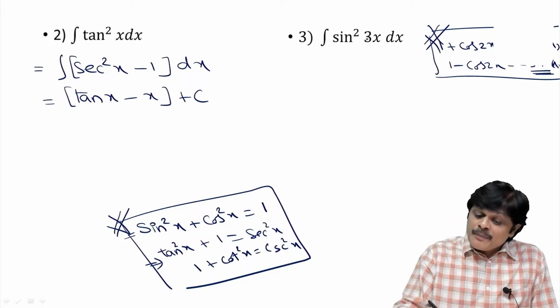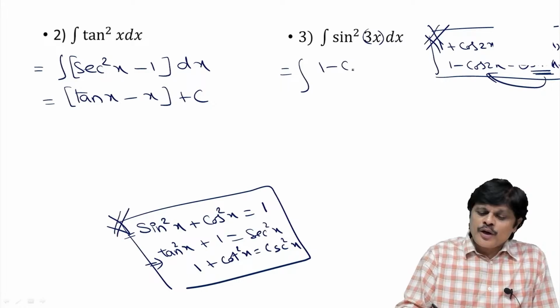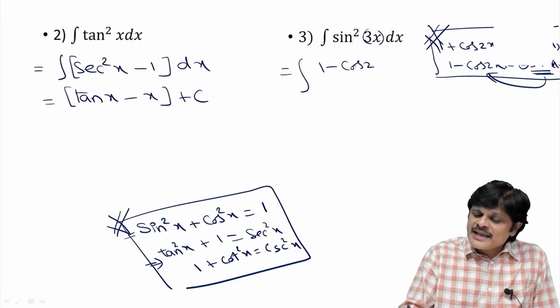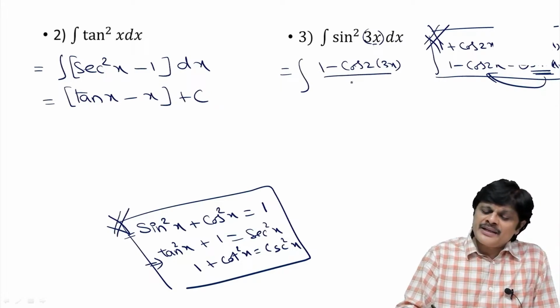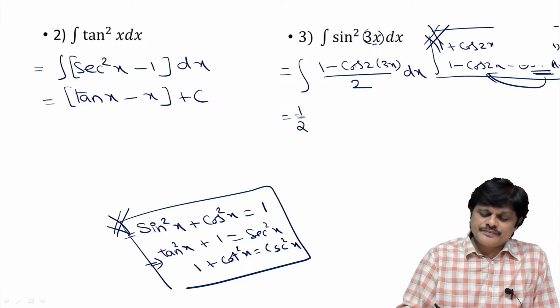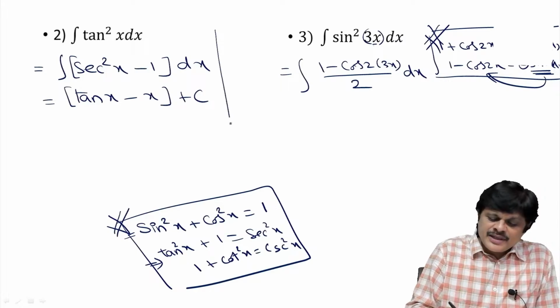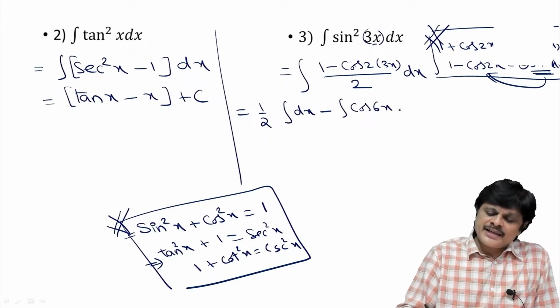Sin square, but it is sin square 3x. So accordingly you have to write this result. This 2 is also missing, so 2 will go down. So this would be 1 minus cos 2 into x. See, if it is x, cos 2x. If it is 3x, 2 into 3x by 2 dx. So you can keep that 1 by 2 outside. Okay, I'll write here 1 by 2 outside. It is integral dx minus integral cos 6x dx. This is the one, which is nothing but 1 by 2 into, this is x.